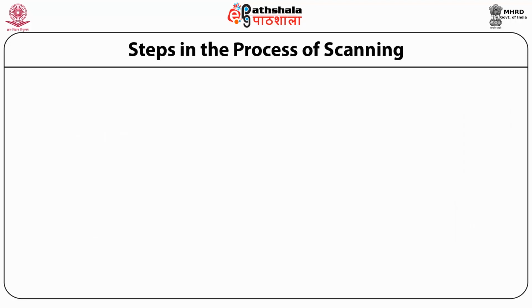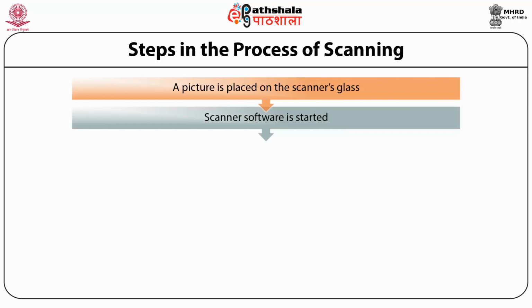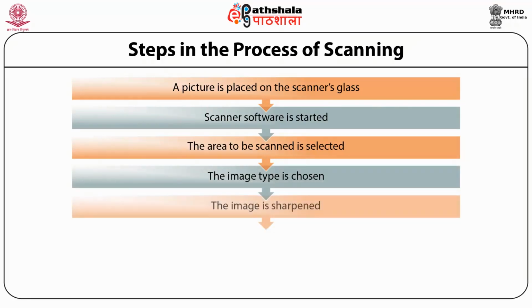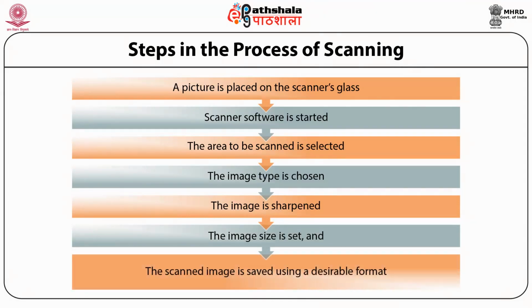Steps in the process of scanning. Within the scanning, the various steps can be enumerated as: a picture is placed on the scanner's glass, scanner software is started, area to be scanned is selected, the image type is chosen, the image is sharpened, image size is set, and the scanned image is saved using a designated name.